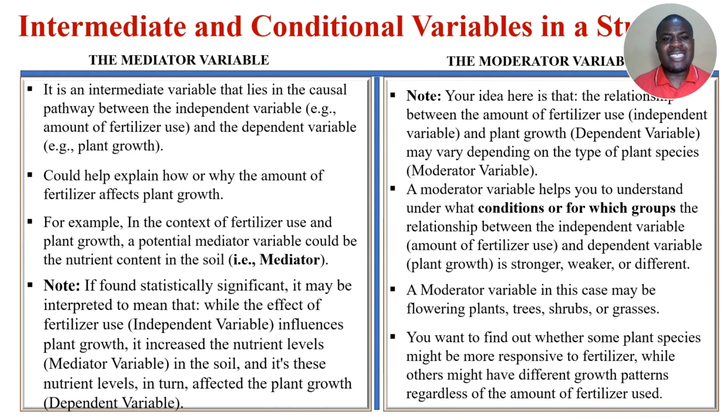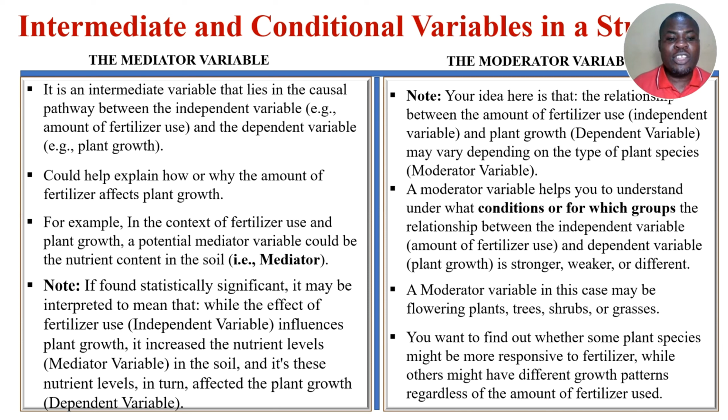Now let us look at the intermediate and conditional variables in this study. First, I have the mediator variable on the left side. The mediator variable is an intermediate variable that lies in the causal pathway between the independent variable, for example, the amount of fertilizer used, and the dependent variable, for example, the plant growth. It could help explain how and why the amount of fertilizer affects plant growth.